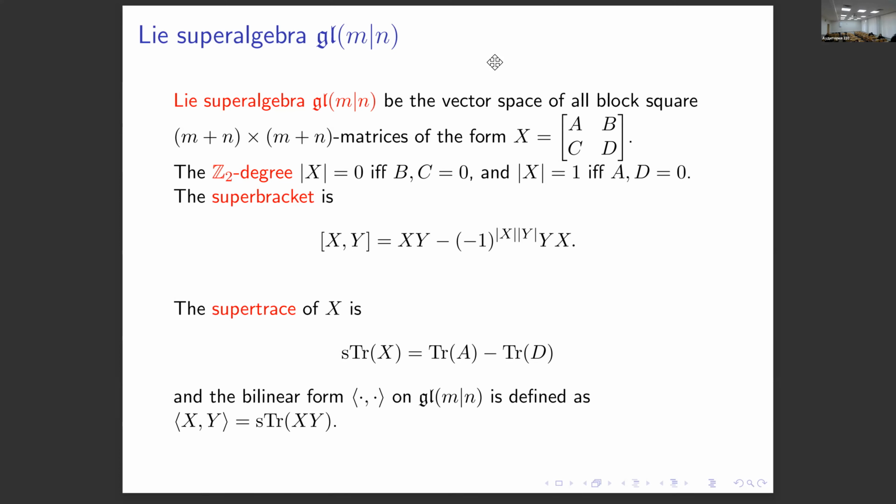And next there's the bilinear form. I call it the supertrace for the Lie superalgebra. The supertrace of X is the trace of A minus the trace of D, and this is the bilinear form. This bilinear form is not symmetric. It is ad-invariant, but it is not symmetric. It is supersymmetric, which means the bilinear form (x, y) is (-1) to the power degree of x times degree of y times (y, x).